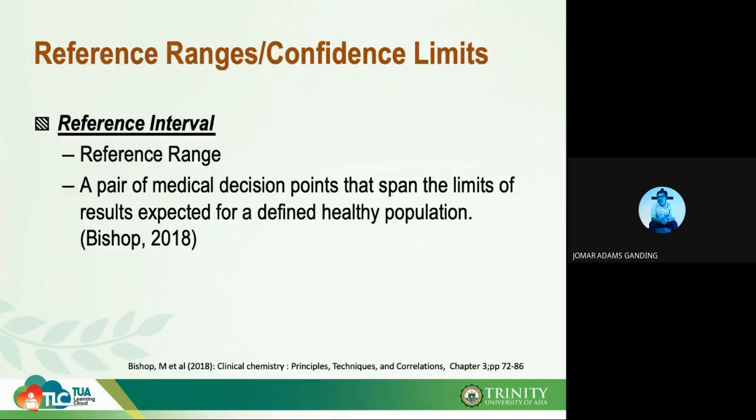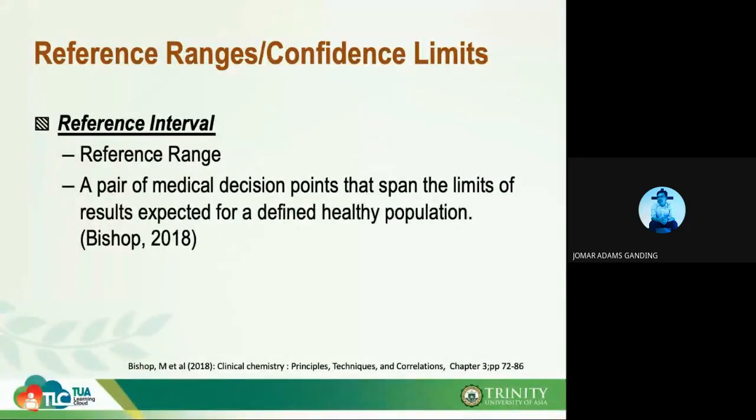A reference interval or a reference range is a pair of medical decision points that spans the limits of the result expected for a defined healthy population. I don't know if you have already seen a reference range, but a reference range or a reference interval is a group of data set. It is a range of medical decision points against which we compare the patient's result. Again, this is where we compare the patient's result.